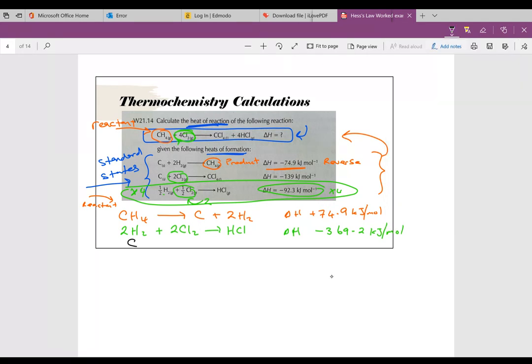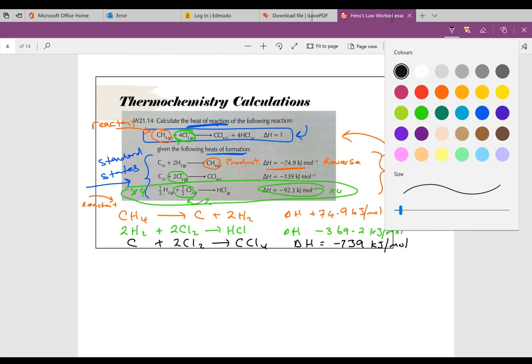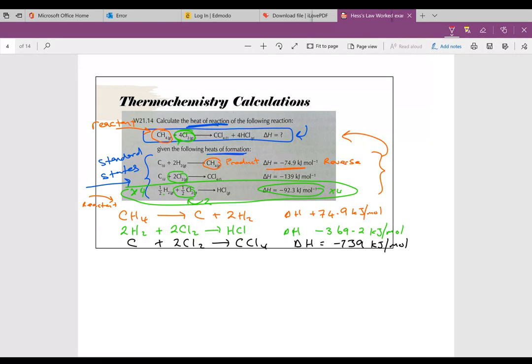Now the equation that I didn't touch was the middle one, so I'm still going to use that: C plus 2Cl2 to CCl4, and the delta H stays the same because I didn't do anything to this reaction. Now these questions are really nice because if you're correct, then they should work out nicely. So I have a CH4, and I'm actually going to use a highlighter here. I have a CH4.